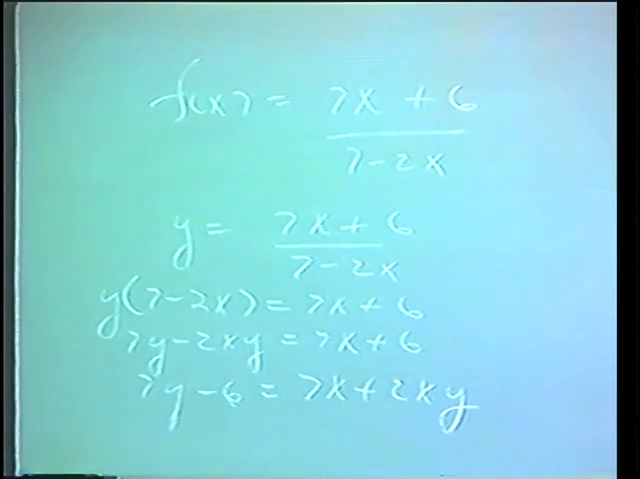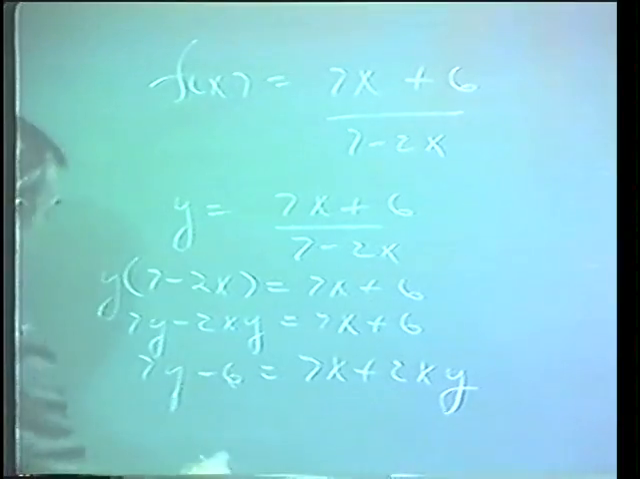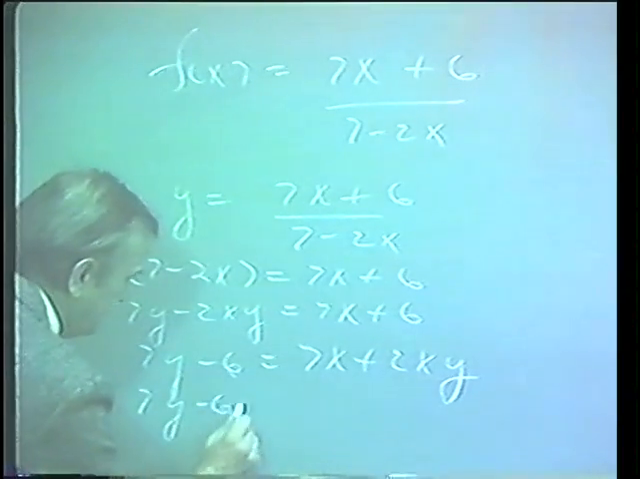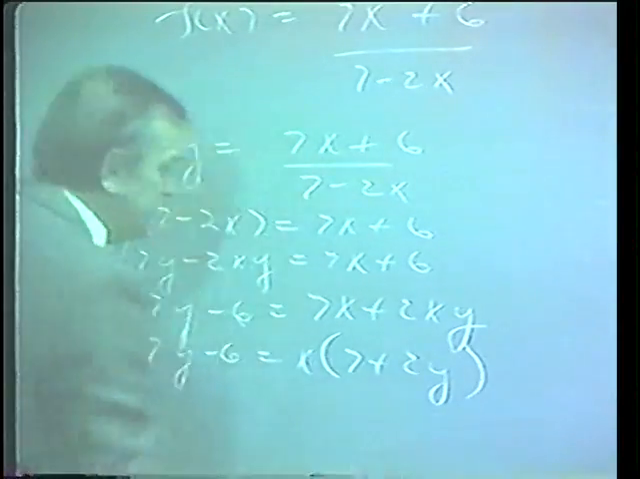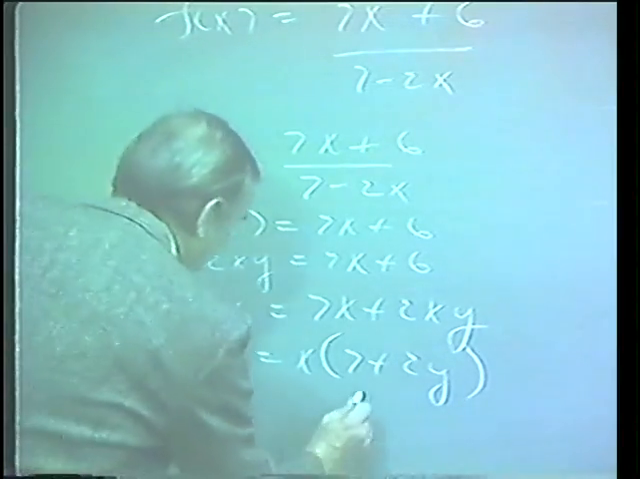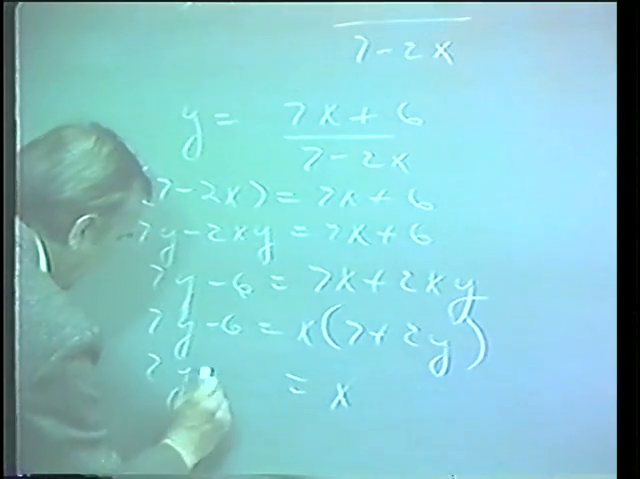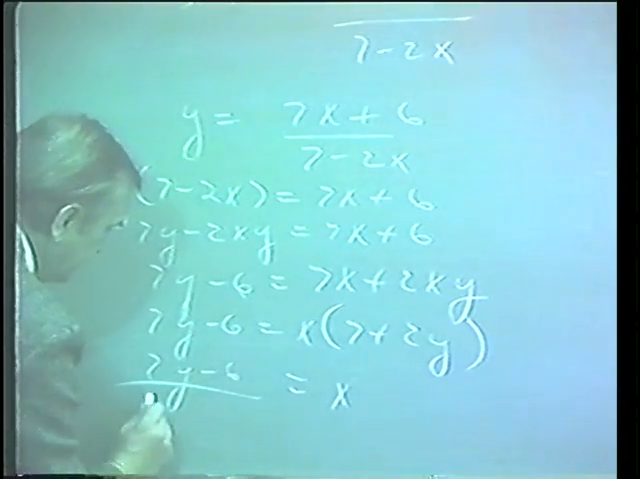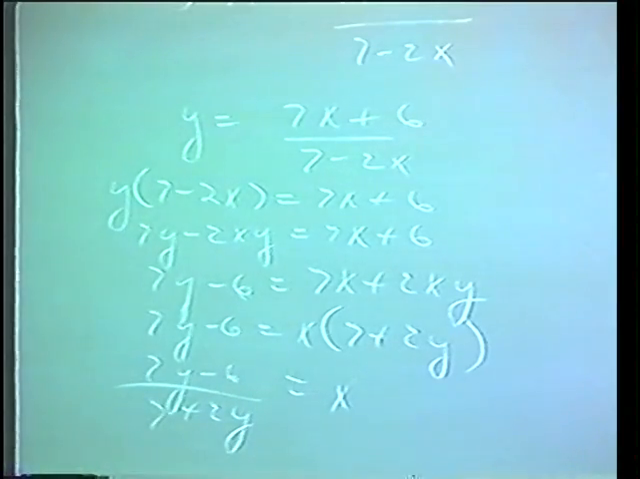Now what we have to do is divide both sides by the coefficient of x, but we don't know what it is. So we're going to factor an x out of there. We get x times the quantity 7 plus 2y. Now we know what the coefficient of x is. It's what you're multiplying x by. So we're going to divide both sides by 7 plus 2y. We have x is equal to 7y minus 6 over 7 plus 2y. And that was the hardest part of the problem.